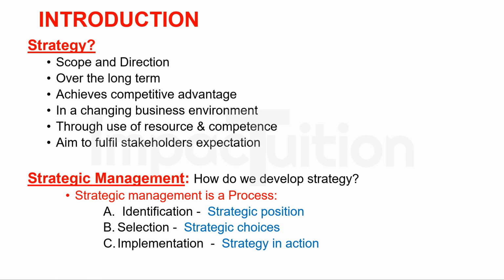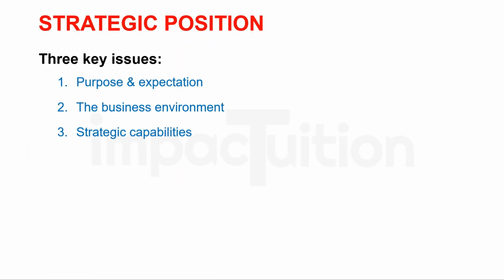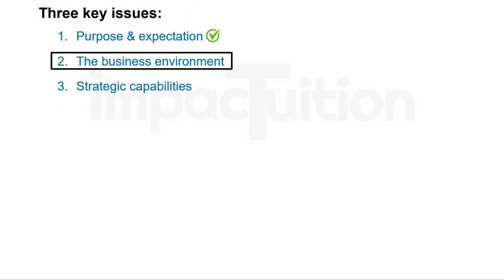We understood from our previous discussions that strategic management is a process and involves strategy identification, selection, and implementation. So far, we've talked about strategy identification, which can also be termed strategic position. We've understood that strategic position has three key issues: purpose and expectation, the business environment, and the strategic capabilities. We have discussed purpose and expectation.